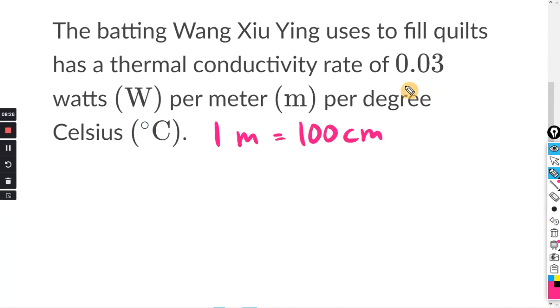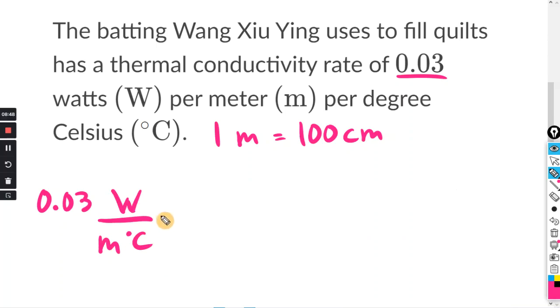All right, so we said 1 meter equals 100 centimeters. We're starting out with 0.03. And they said the units are watts per meter per degree Celsius. I would read it as watts per meter degree Celsius. Okay, so again, I don't think they should have written this right here. Watts per meter degree Celsius is like that.